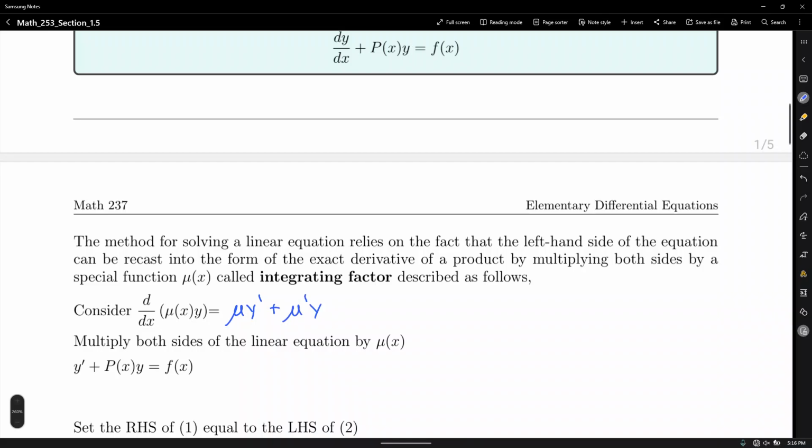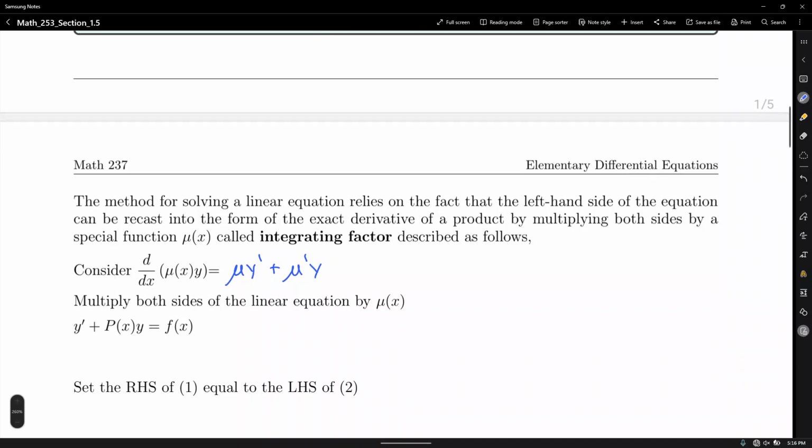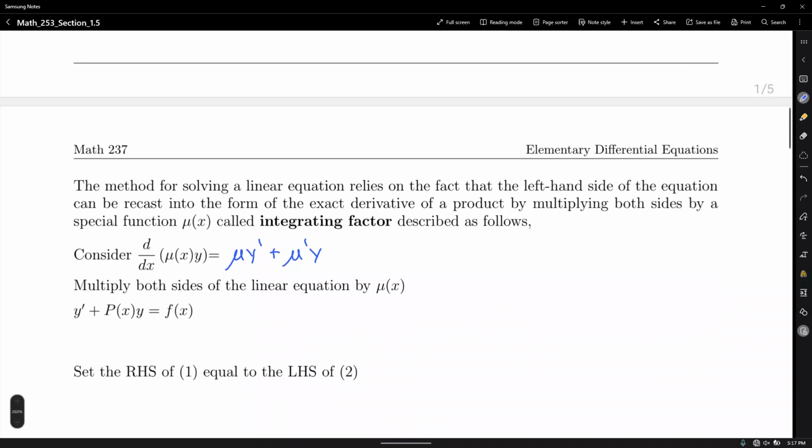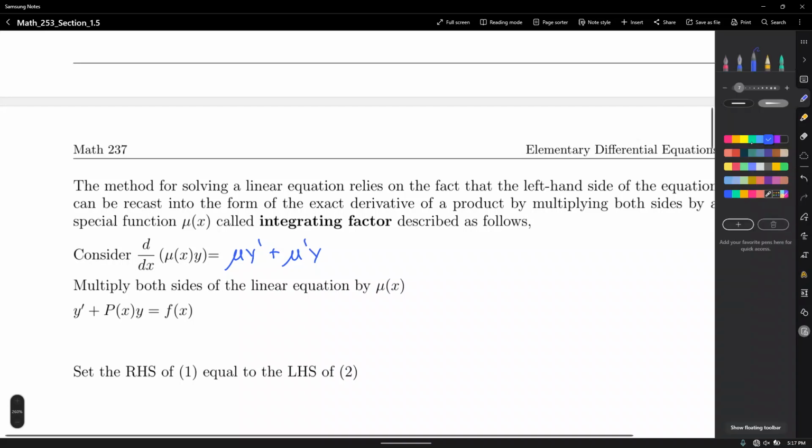And by the way, for the rest of the derivation, I'm going to omit the parentheses x. It's safe to assume that everything is a function of x, and that's just to be more compact with the derivation. Okay, so we're going to multiply both sides of the linear equation, the one I showed you at the bottom of the previous page, by this new function mu.